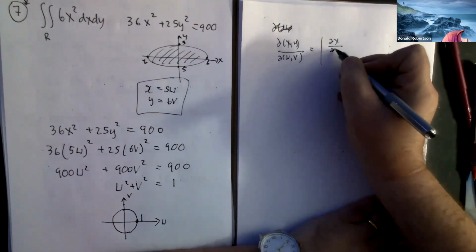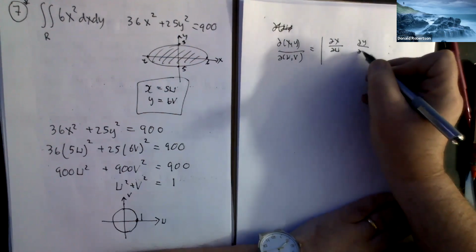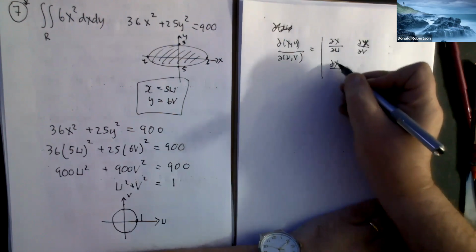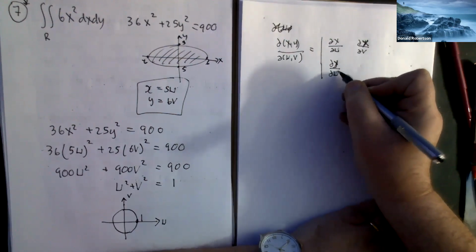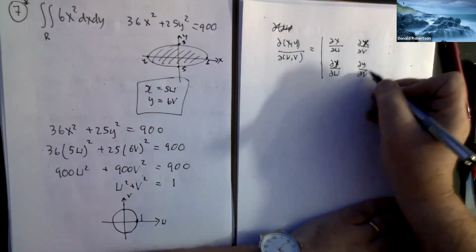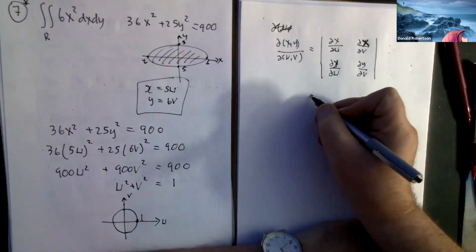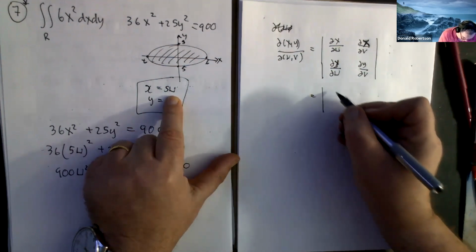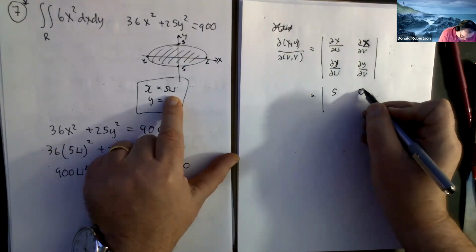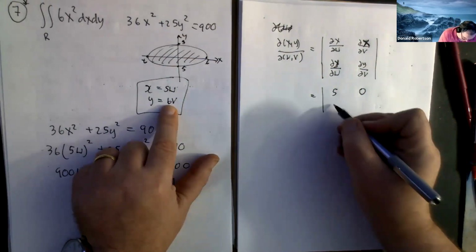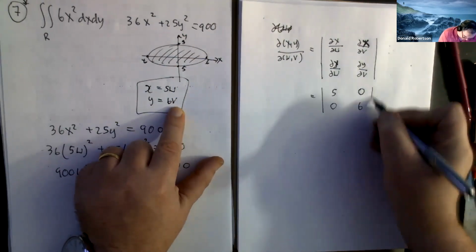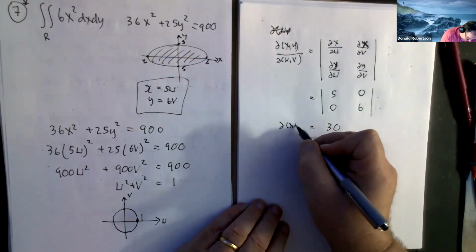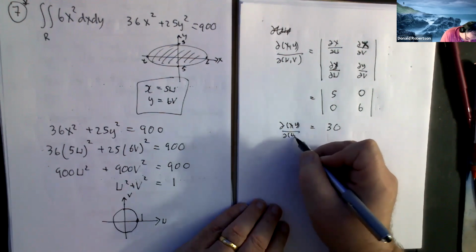So the derivative with respect to u, the derivative with respect to v. If you do this one with respect to u, you get 5. With respect to v, you get 0. This one with respect to u, you get nothing. You get 6. Major diagonal is 30. There's our Jacobian. Since it's positive, it doesn't matter, right?